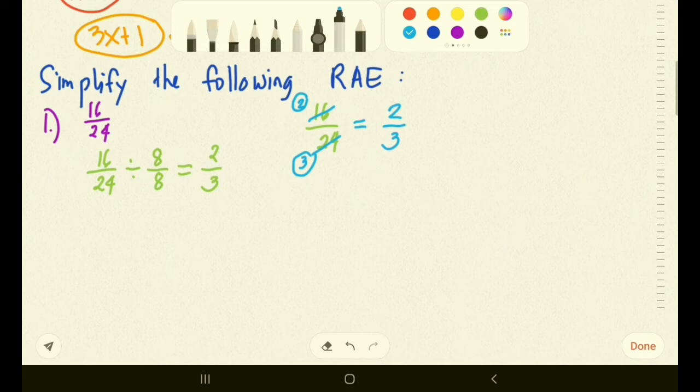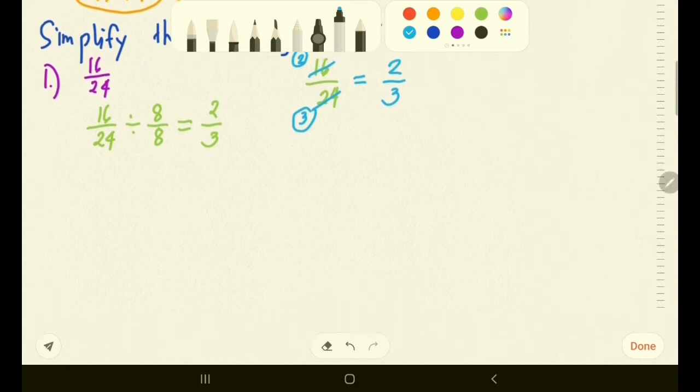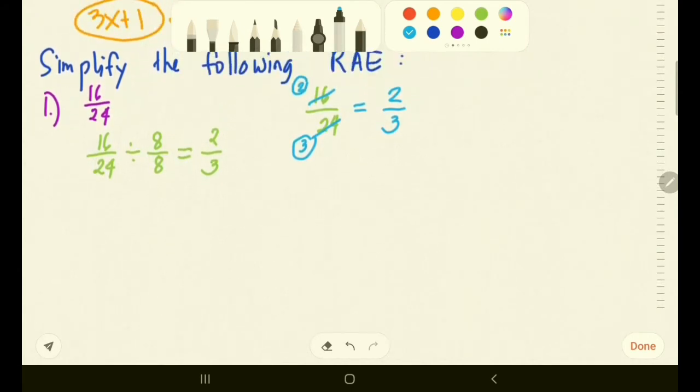This example is a rational number. How about if I'm going to give you a rational algebraic expression? Take a look at this: 14x squared over 28x. The same thing, you look for their GCF.